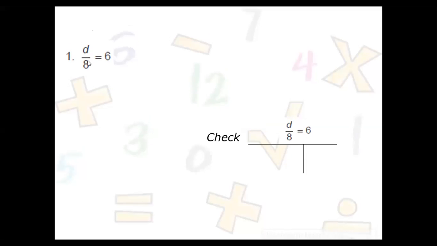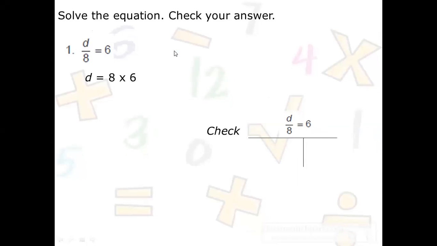So divide, as you know, the opposite of divide is multiply, right? So you're going to multiply 8 with 6. So that's going to give you D multiplied by 6, which will give you 48. So the value of D is going to be 48. Now let's check whether the answer we got is correct or not. All you need to do is replace the D with 48. Now you can do that mentally too. So 48 divided by 8, is that going to give you a 6? Yes, it's going to give you a 6.